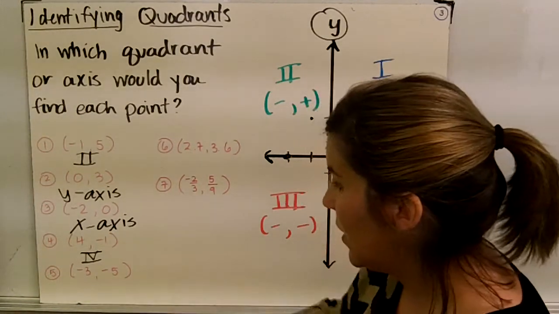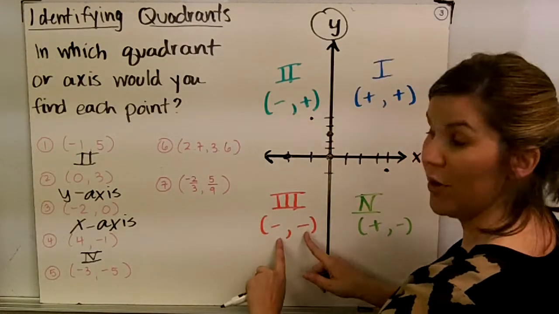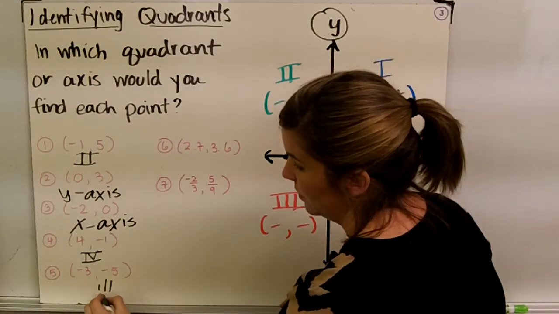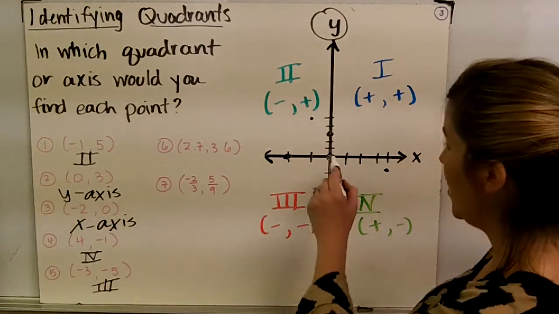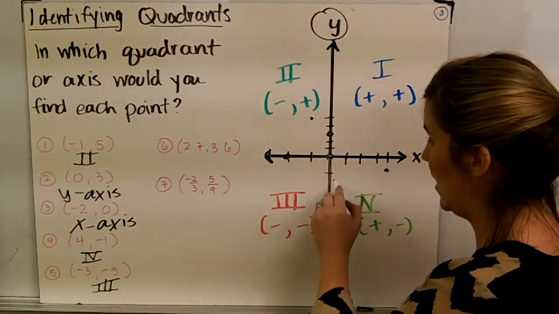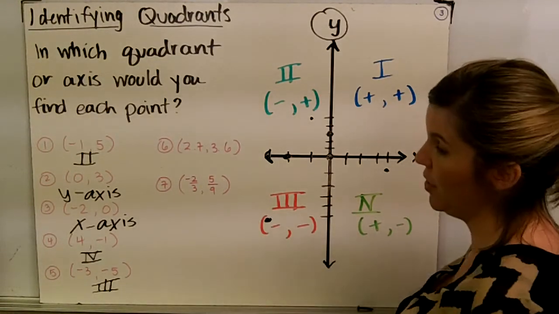Number 5, negative 3, negative 5. Both the x and y are negative. So you're in the 3rd quadrant. And negative 3, go left 3, down 5: 1, 2, 3, 4, 5. And our point will be somewhere around here.